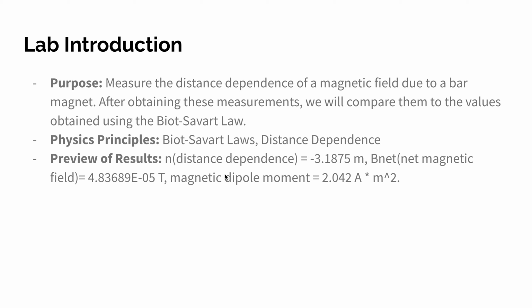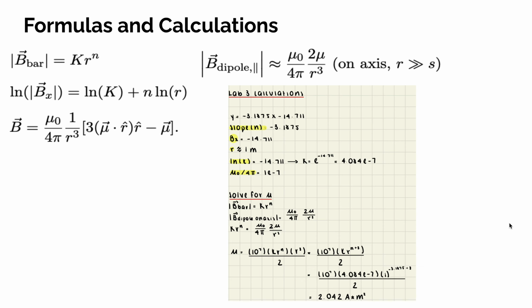This is a preview of my results, in which n was calculated to be this number here, the net magnetic field was calculated to be this number here, and finally, the magnetic dipole moment was calculated to be this number here, in which certain calculations had to be made, which will be further explained. These are the different formulas that were used in this lab, including the Biot-Savart on-axis law and the Biot-Savart off-axis law. Also, we have here the distance dependence equation and the linear distance dependence equation.